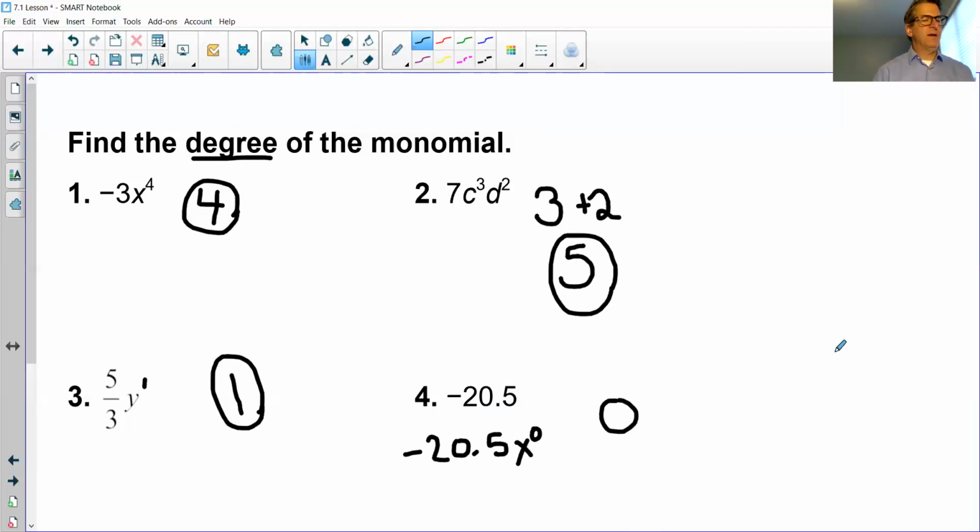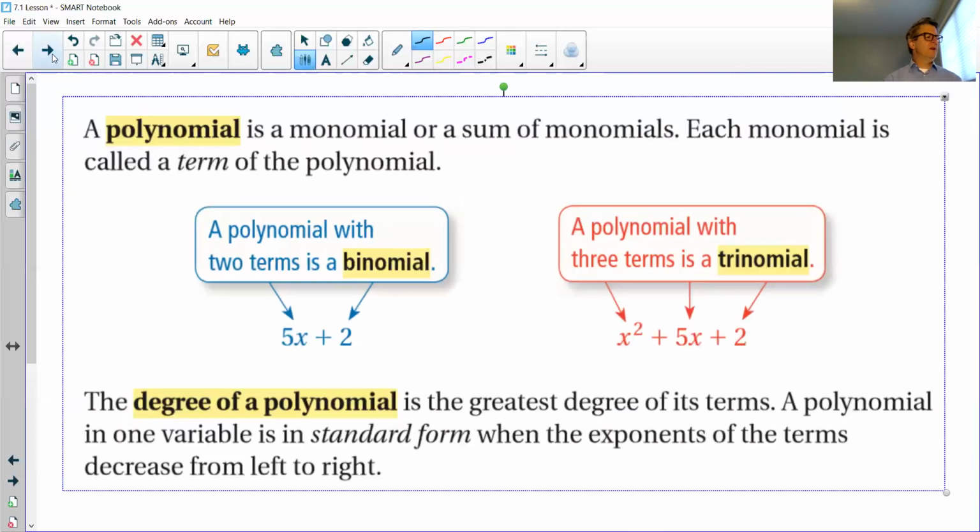All right, moving on. Let's talk about a polynomial. This is the biggest part of basically this chapter. A polynomial is a monomial, which we just talked about, or a sum of monomials. Each monomial is called a term of the polynomial. Okay, so here is a polynomial.